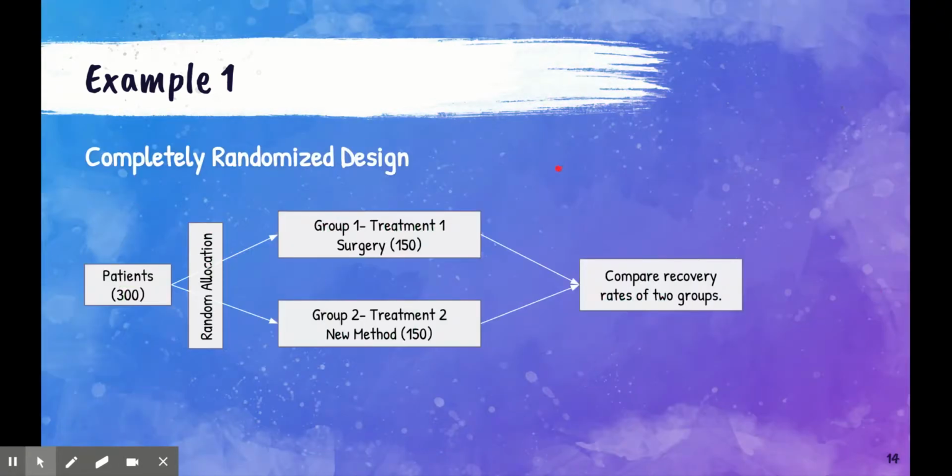In a completely randomized design, I have my 300 patients. I randomly allocate 150 of my patients to group 1, which is treatment 1, which is surgery, and to group 2, which is treatment 2, the new method. Then after I give them their treatment, I compare the recovery rates of the two groups.